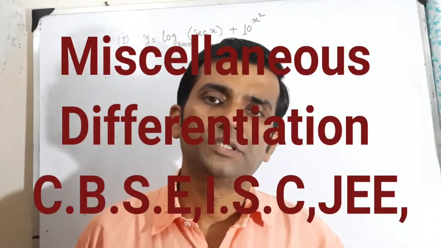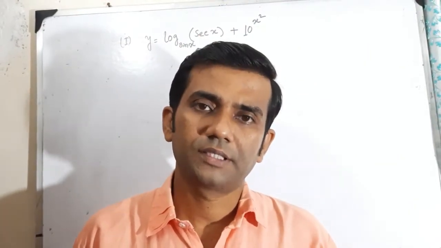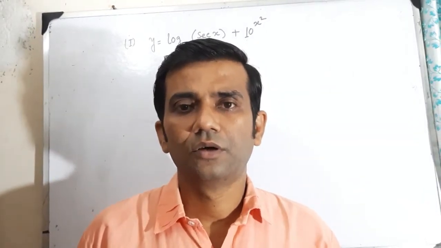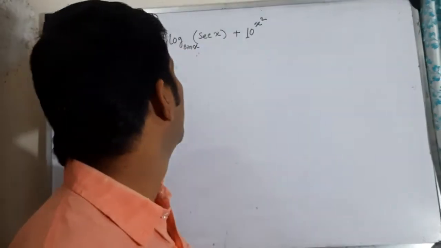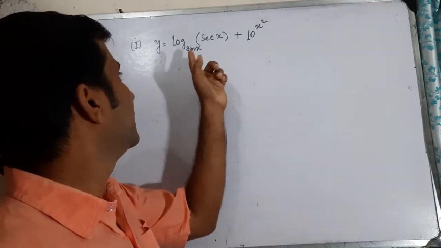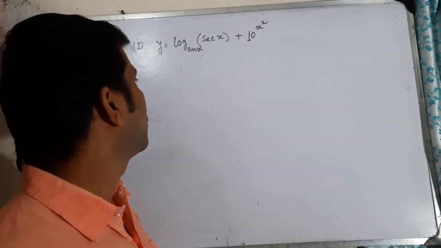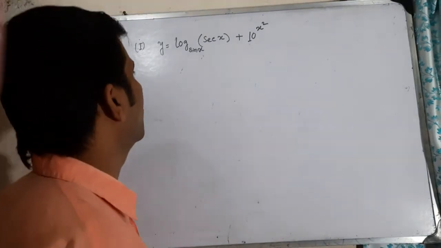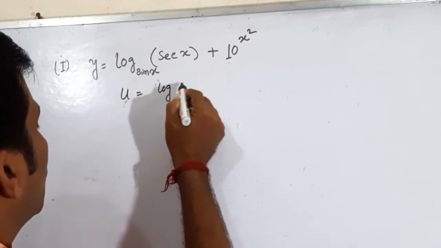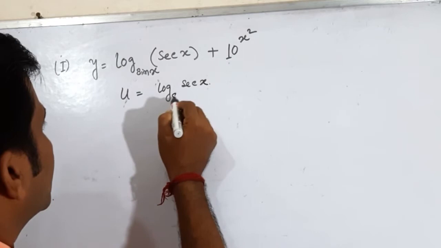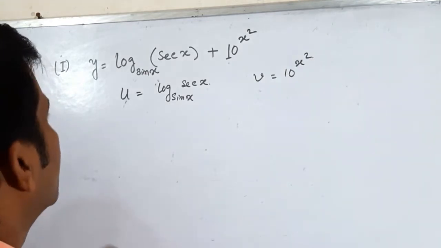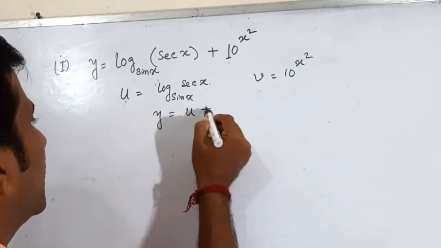Some differentiation which is important for your board exam, CBSE or ICSE. The first sum is y is equal to log sec x to the base sin x plus 10 to the power x square. Then what you have to do, let us suppose u is equal to log sec x to the base sin x and v is equal to 10 to the power x square. Then y is equal to u plus v.